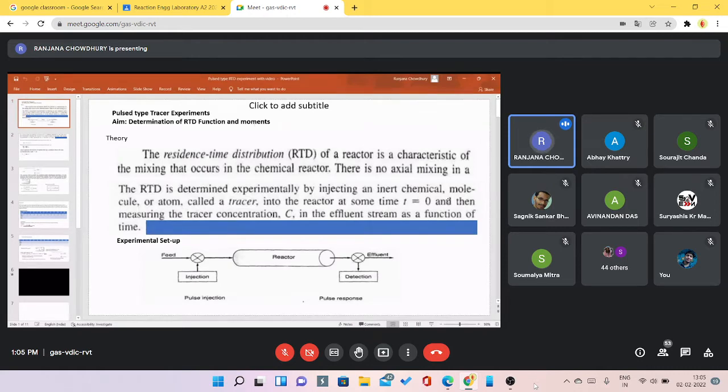Now, we also know that these RTD experiments can be conducted by introducing tracers in different modes. It may be a pulse type input, it may be a step input. So, this experiment uses a pulse type of introduction of the tracer in the system.